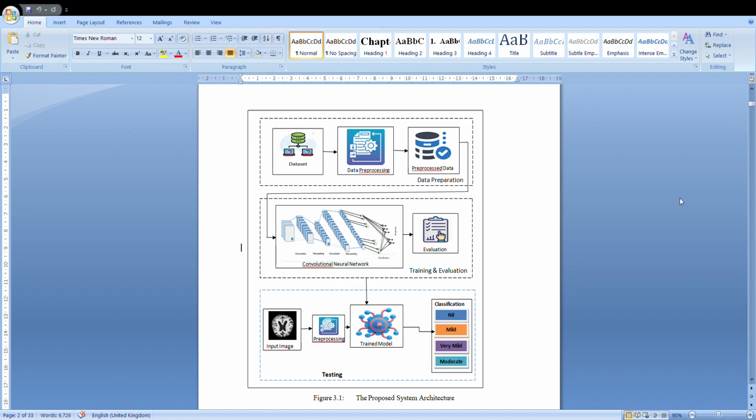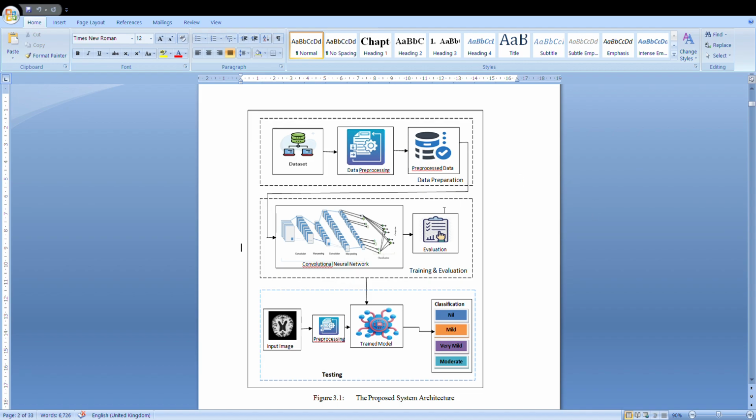I think the first part of this presentation is going to be on the proposed system architecture. It's very important that we do this one. Okay, so talking about the proposed system architecture, what is an architecture? An architectural design is a diagrammatic representation of the different components of a particular system. In this case, the system we are trying to build is a system that will be able to detect dementia at an early stage.